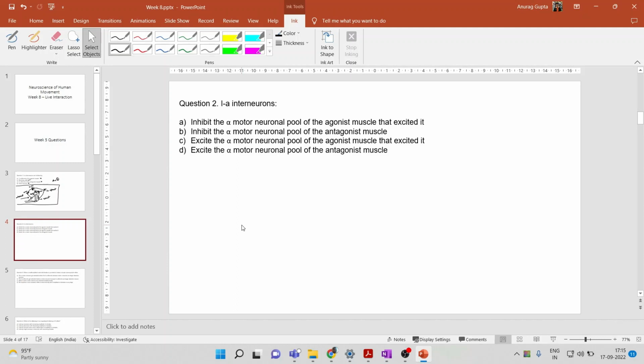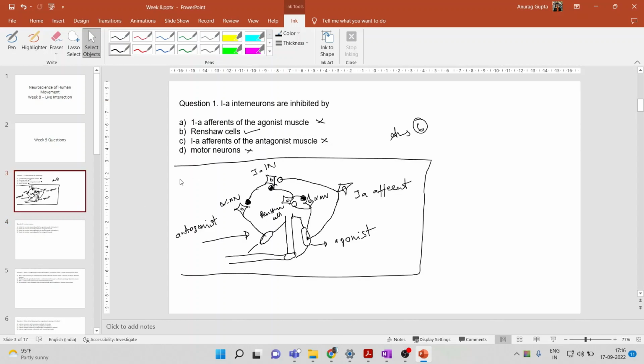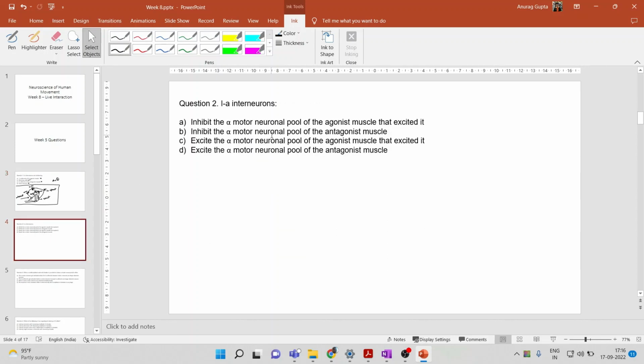Okay. The 1A interneurons, first of all, we need to remember one thing. The 1A neurons are always inhibitory. So the 1A interneuron inhibits the alpha motor neuronal pool of the antagonist muscle, not the agonist muscle that excited it. So this is the wrong answer. The agonist muscle is the wrong answer.